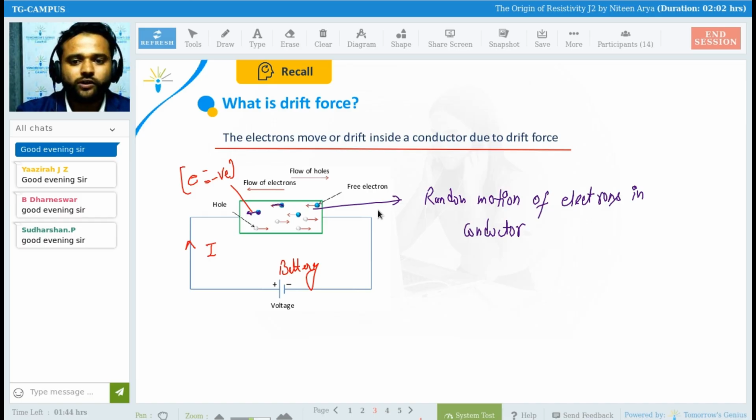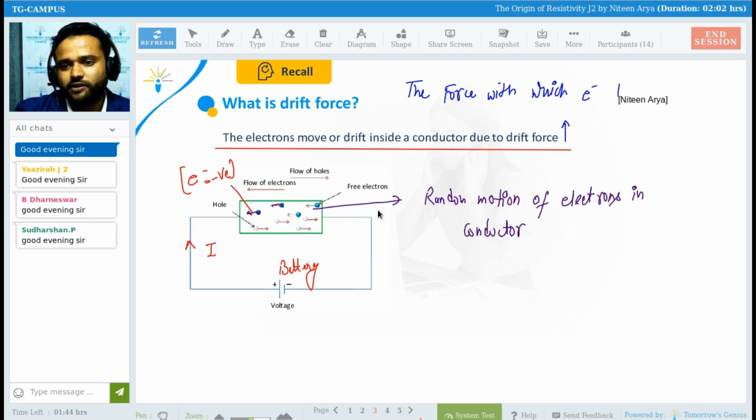The electrons move or drift inside a conductor due to drift force. Or, more explanatory, you can write: the force with which electrons are drifting or attracted towards the positive terminal of a battery.